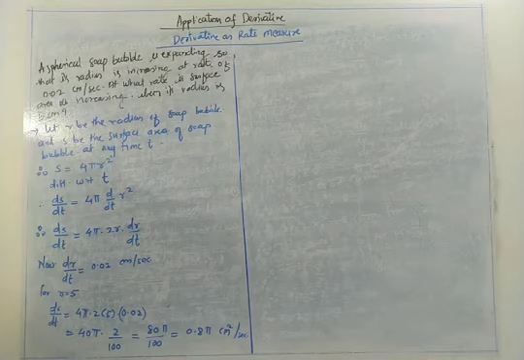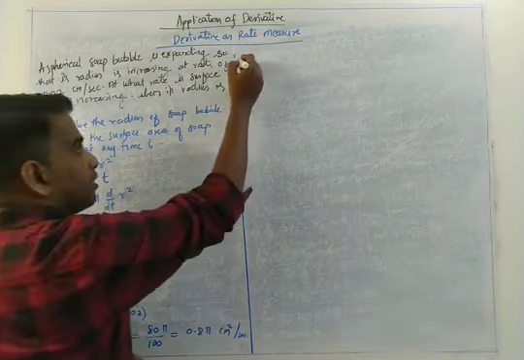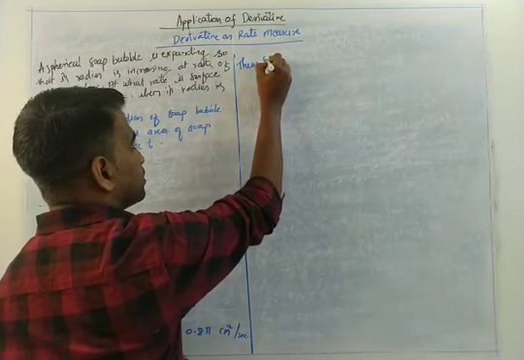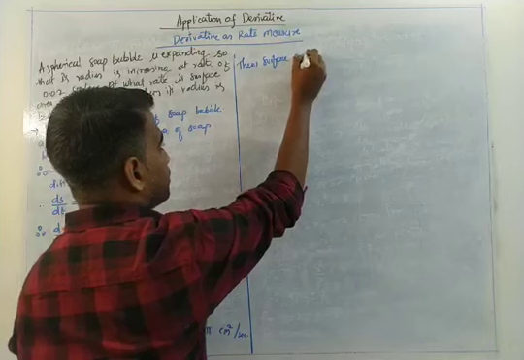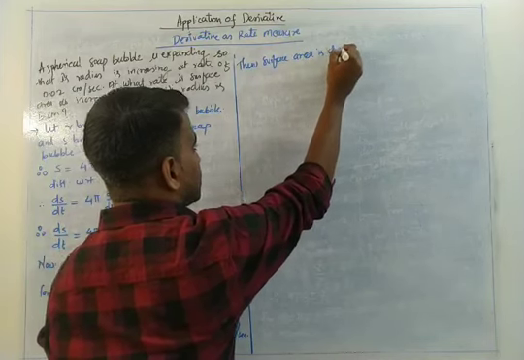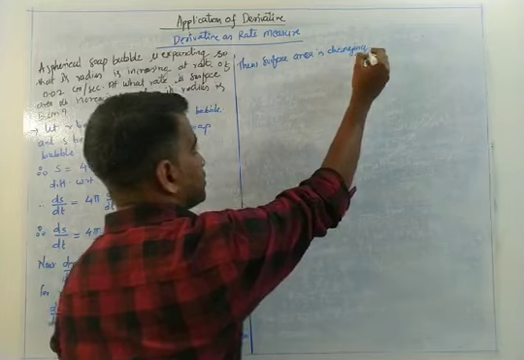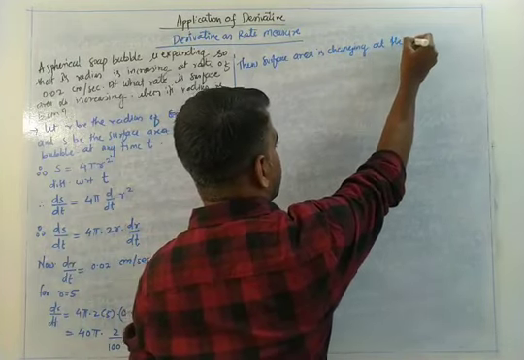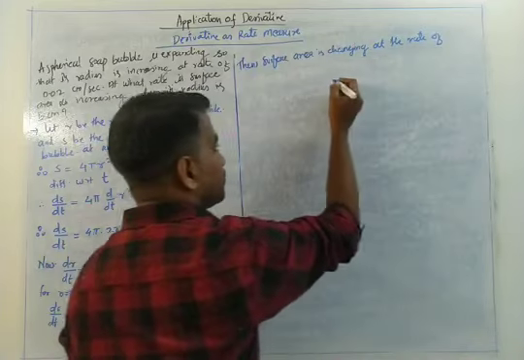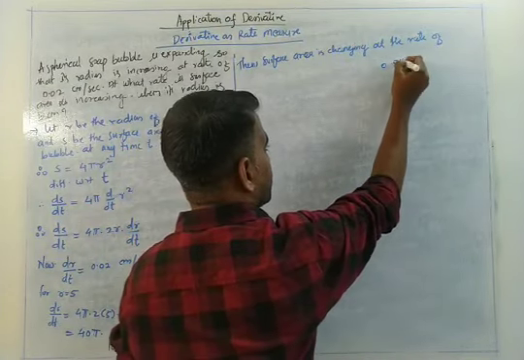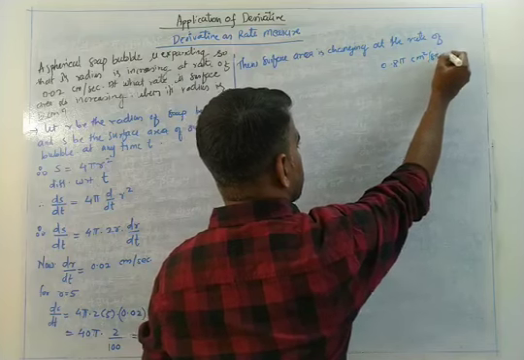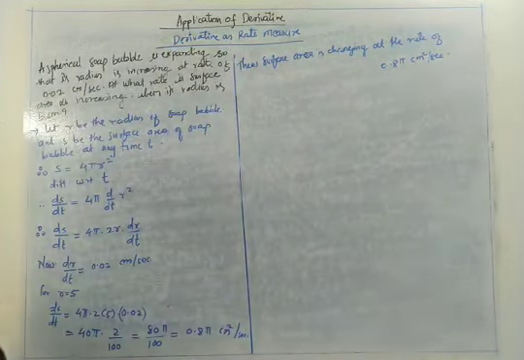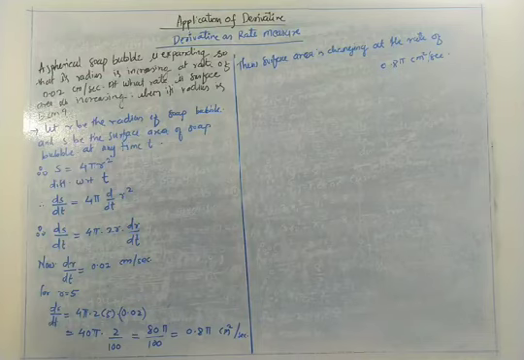Is it clear? So dS by dt, that is the surface area, is changing at the rate of 0.8 pi centimeter square per second. So write down the final statement. Thus the surface area is changing at the rate of 0.8 pi centimeter square per second. So this is the answer of the given question. Check all the steps properly.